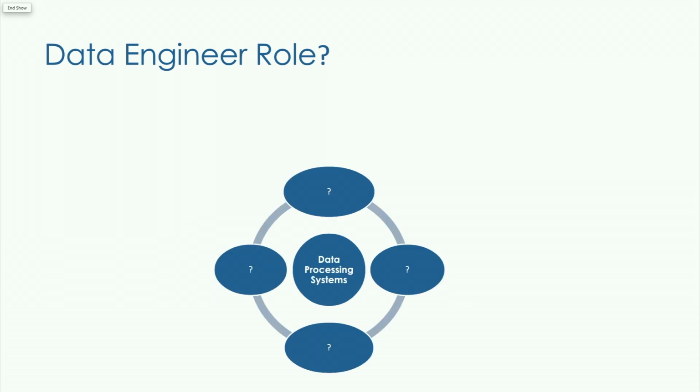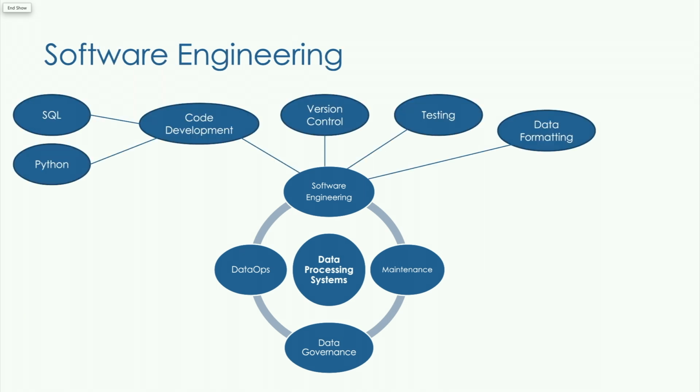To build such a system, you need a mix of skills. These skills can usually be classified into 4 categories: software engineering, data ops or data operations, maintenance, and data governance.